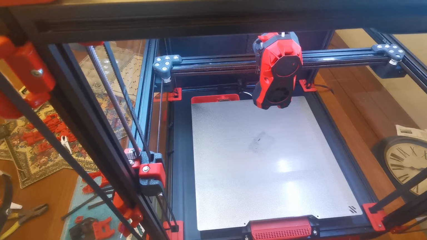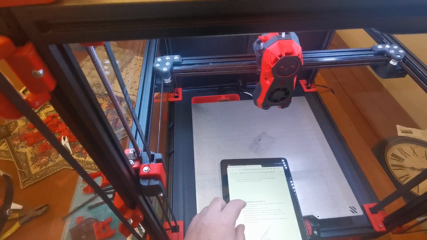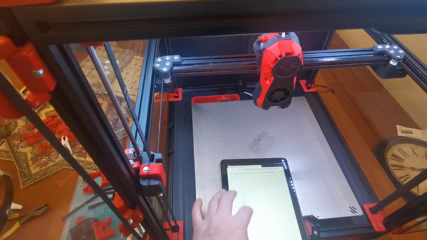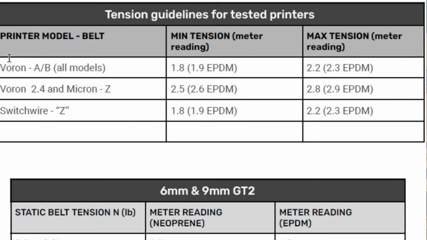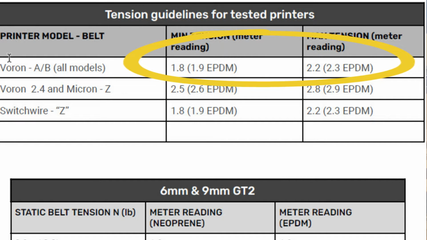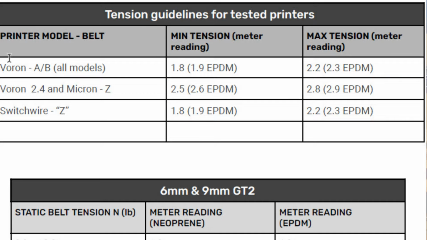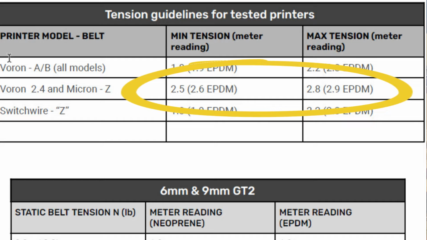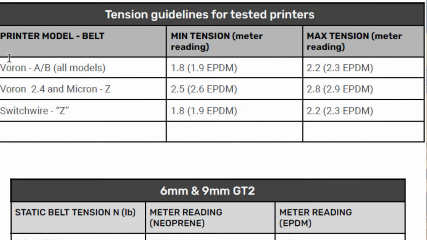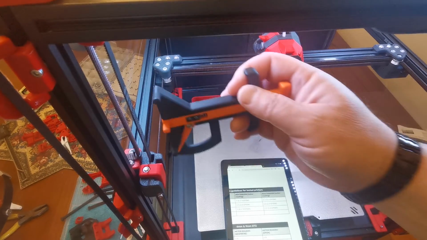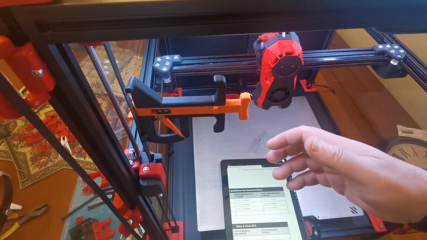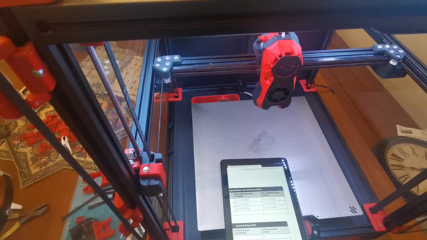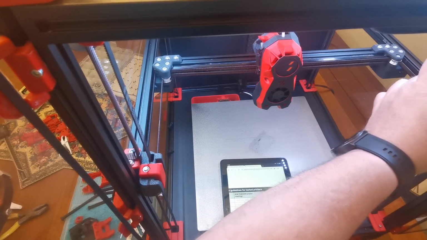And on the Z belts, you need to have it at, 1 sec, I'll just double check. So in the manual, it tells you the tensions down here. So on the A and B belts, we've got tension on the meter, 1.8 to 2.2. And on the 4 on 2.4 and micron Z, it's 2.5 to 2.8 on the actual gauge. So this one here, we'll basically just put in here like this. And I've got 2.8. Turn the gauge over and then do the same on this one here, on this side.